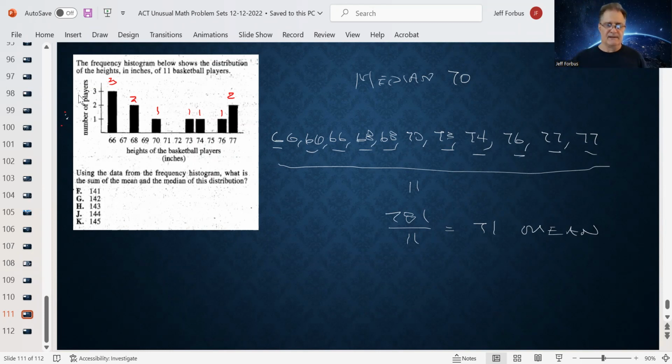Now it says, what is the sum of the mean and the median? Okay, so the mean is 71. The median is 70. 71 and 70 is 141. Answer choice F.